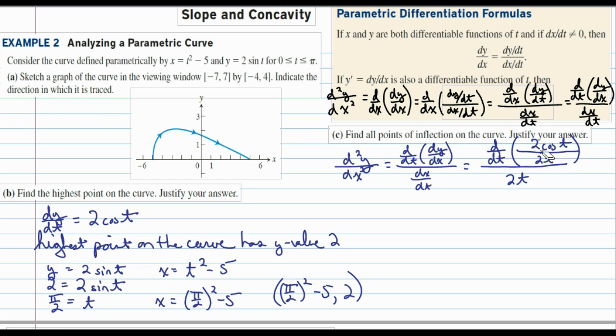Now I'm going to take the derivative of the numerator here, which is the derivative with respect to t of dy dx. But these two 2's can cancel out, so I'm just going to work with cosine of t over t. So now the derivative is going to involve the quotient rule. I have the denominator, which is now just t, times the derivative of the numerator, which will be negative sine of t, minus the derivative of the denominator, which will just be 1, times the numerator. And that's all over the denominator squared, so t squared.